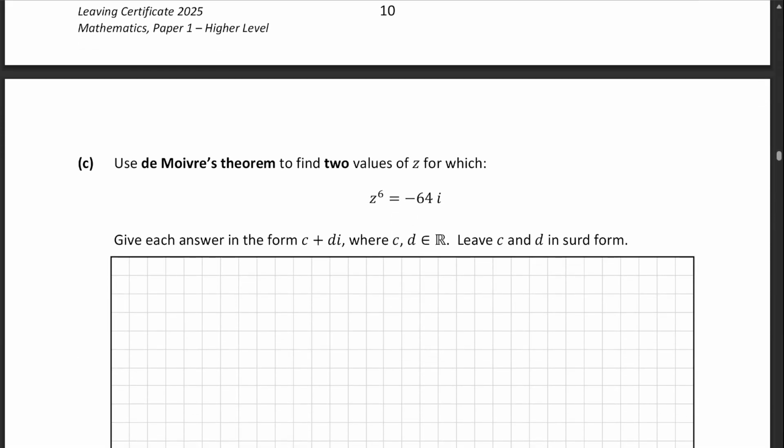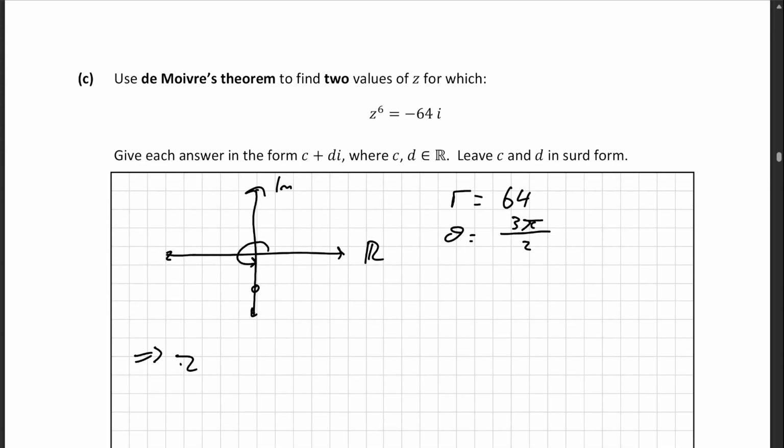Okay, use de Moivre's theorem to find the two values of z for which z to the 6 equals negative 64i. Okay. So I'm going to convert this into polar form. So if we draw ourselves an axis, that's the real axis, that's the imaginary axis. Minus 64i is going to be down here. r is going to be 64. And our angle is going to be 270 degrees, which is 3 pi on 2.